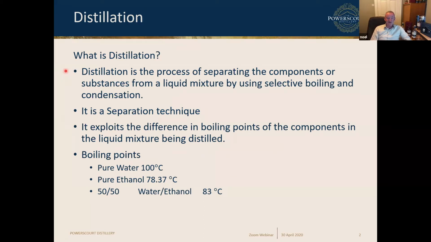So basically distillation is a separation technique, and it exploits the difference between boiling points of the components in the mixture. So water, as you can see on the slide, has a boiling temperature of 100 degrees centigrade, while pure ethanol would be exactly 78.37, as the slide shows. But if you have a mixture of water and ethanol, say 50-50, the boiling point isn't either one or the other. The boiling point of ethanol in water will increase. So a 50-50 mixture has about 83 degrees centigrade of a boiling point.